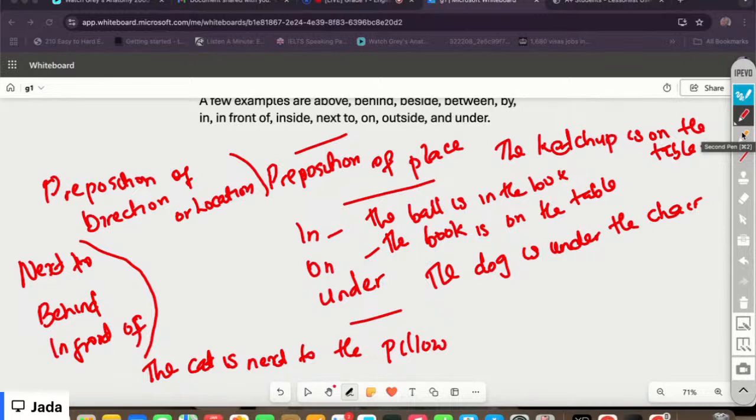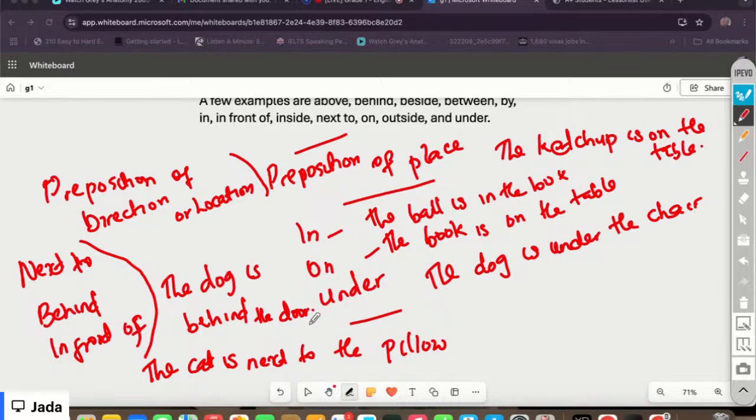So if you have some more, you can tell me as well. Okay? So we have the cat is next to the pillow, for example. And then for behind, we can also have the dog is behind the door. Okay? So something like this. The dog is behind the door.